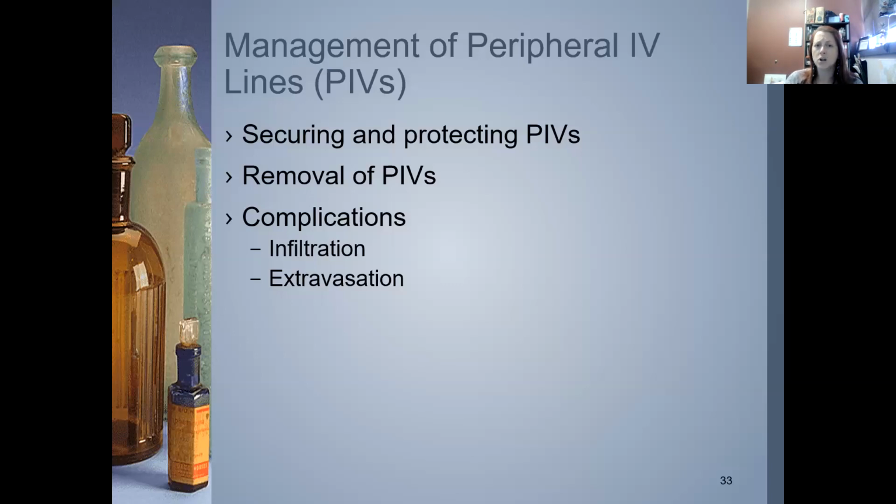Complications from the IVs: infiltrations can happen faster and more significantly with little kids. They have IVs that we'll put in that are much smaller than adults.